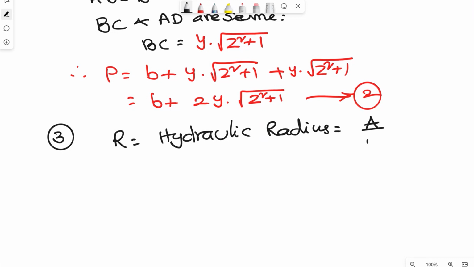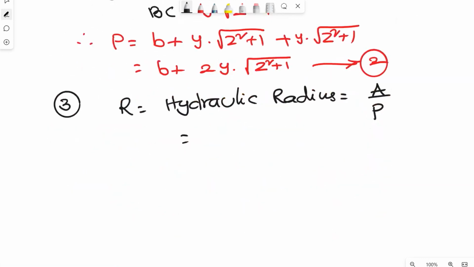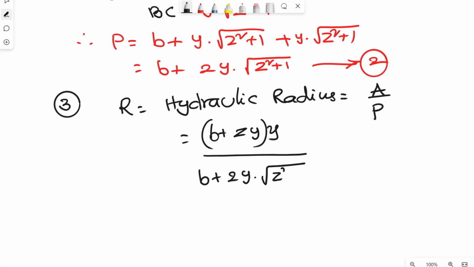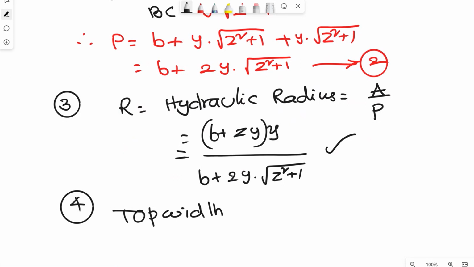R is equal to A by P. A is what we have calculated already: B plus ZY into Y. So it is the area divided by B plus 2Y into square root of Z square plus 1. This is R. Then top width T is equal to B plus 2ZY. Already we calculated it initially.